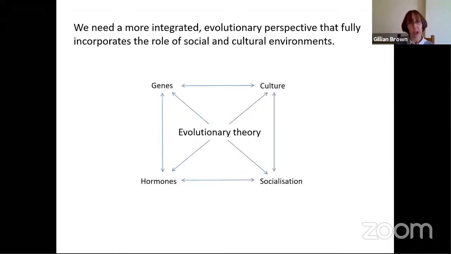So what I would argue, and others have as well, is that we need to move away from this nature versus nurture dichotomy and think about how these multiple variables interact. Genes, hormones, culture, socialization, all within an evolutionary framework. So this is really my take-home message for the talk, and I'm going to try and talk you through some of my reasoning. And since my PhD days, I've been interested in hormones and how they might be involved as part of this larger picture.